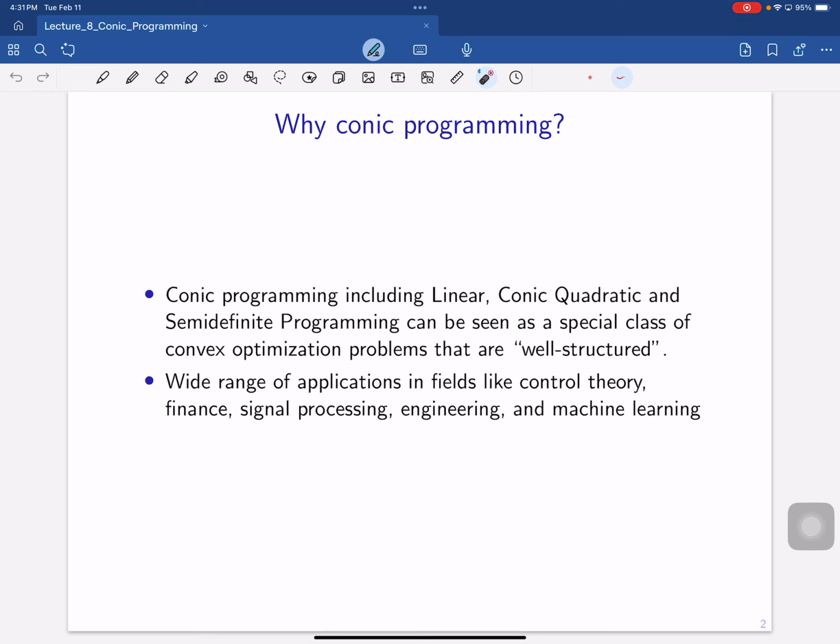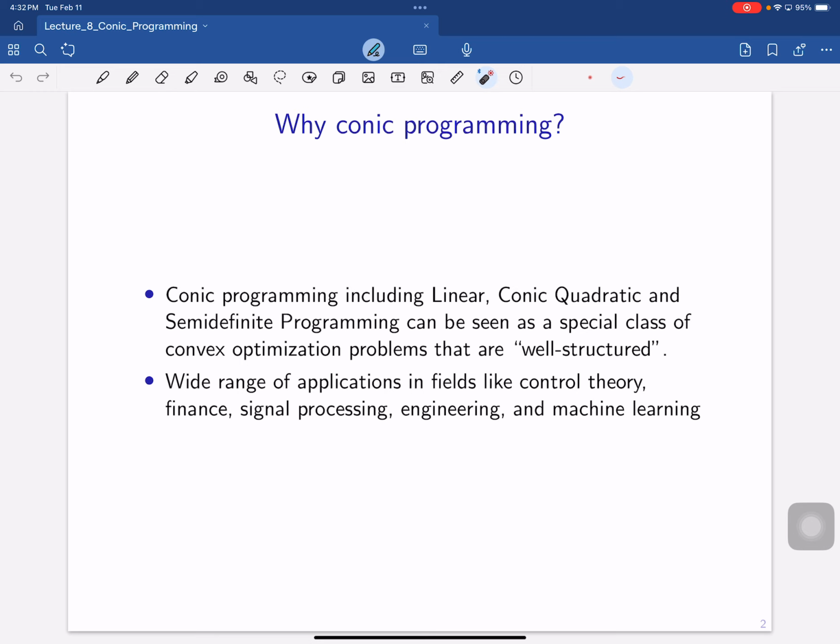And the most commonly used conic programs include linear programs themselves, which are a very special case of conic programs, conic quadratic programs, and then what is called semi-definite programs. Why they are different from general nonlinear problems is that these conic programs are very well structured. They have special geometric properties, just like linear programs and polyhedral sets have special geometric properties. Conic sets also have very interesting properties, right?